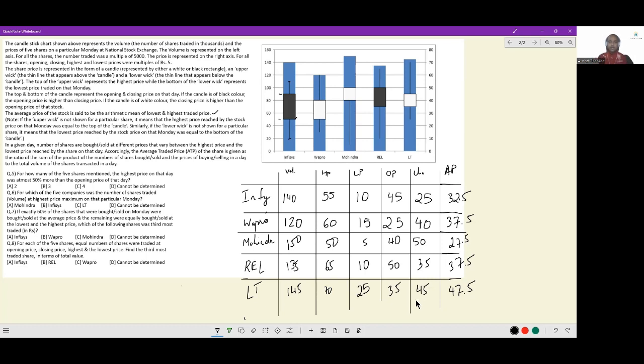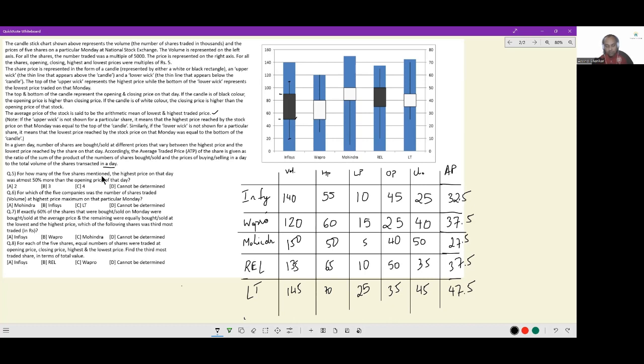We have all the information that we can potentially get from the graph. Let us read further. In a given day, the number of shares are bought, sold at different prices that vary between the highest price and the lowest price reached by the share on that day. Accordingly, average traded price of the share is given as the ratio of the sum of the product of the number of shares bought, sold, and the price of buying, selling in a day to the total volume of the shares transacted in a day.